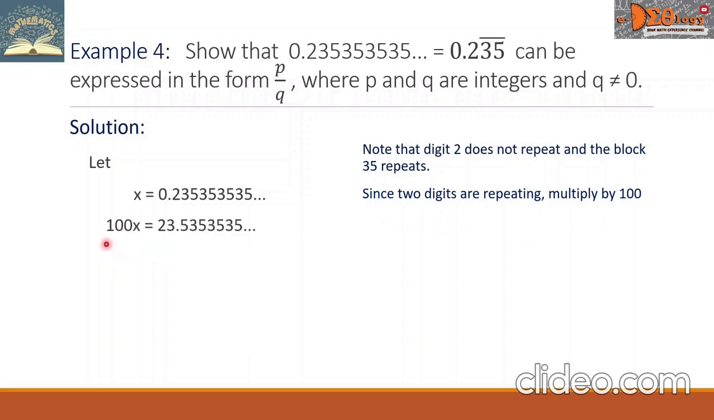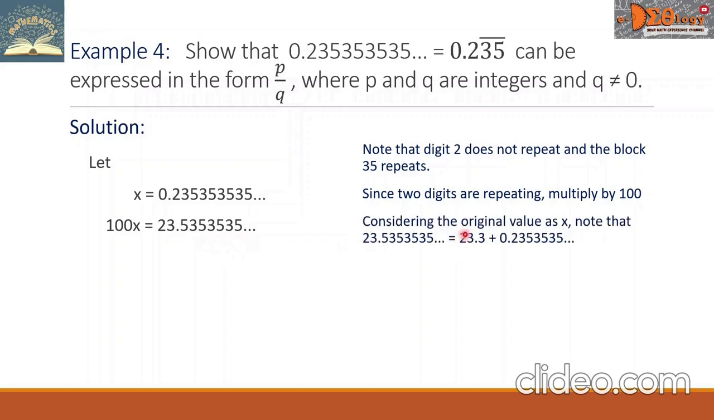So the equation becomes 100x equals 23.53535 and so on. Considering the original value as x, note that this 23.53535 and so on is equal to 23.3 plus 0.2353535 and so on. So let us rewrite our equation. It becomes 100x equals 23.3 plus x.